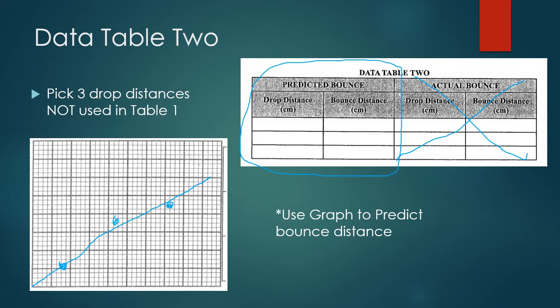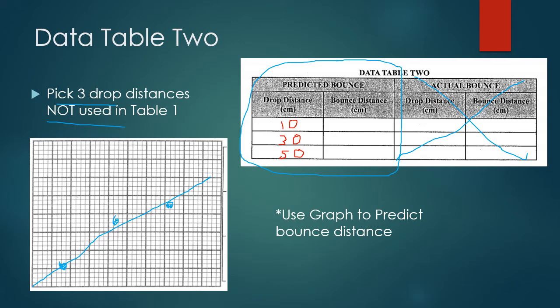So the predicted bounce. What you're going to do for this data table is pick 3 drop distances that were not used in data table 1. In data table 1, we dropped it from 20, we dropped it from 40, we dropped it from 60. So you cannot use 20, 40, or 60. Pick any other 3 drop distances and write those in the table. It can be 10, 15, 30, 35, any of those. Say I pick 10, 30, and 50. You do not have to pick these ones. These are just ones I'm randomly picking.